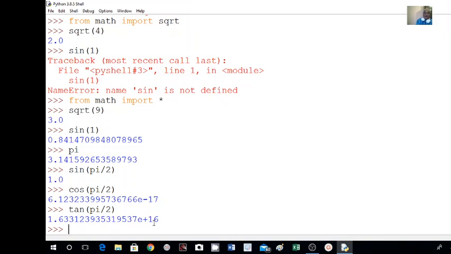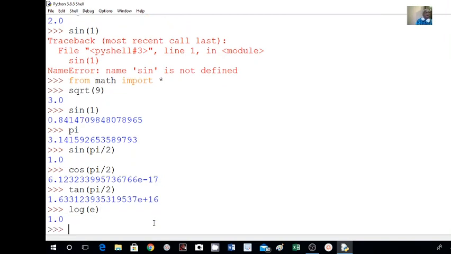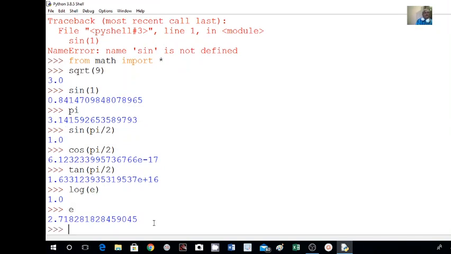Okay. And next we go for log of e, enter. I am getting 1 here. Just enter e, I am getting the value of e.